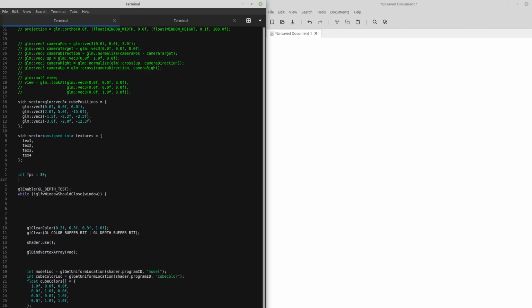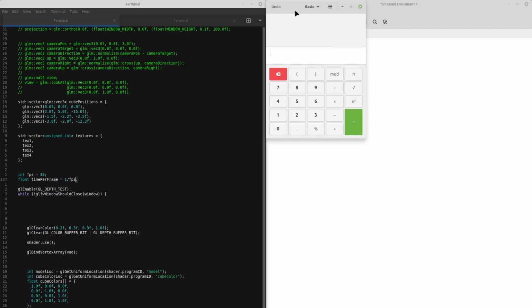So with 30 FPS, it would mean time per frame, 30 frames per second, would be 1 over FPS. So 1 second. My brain is really mush right now. Holy moly. Yeah, something like that.